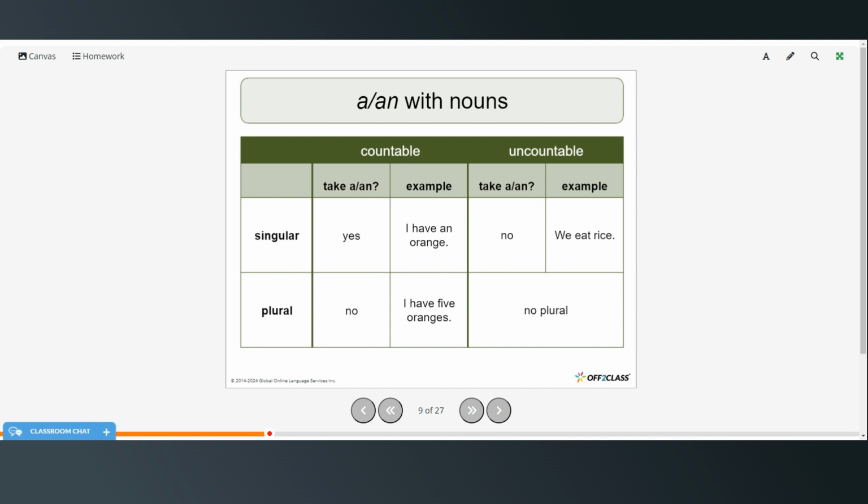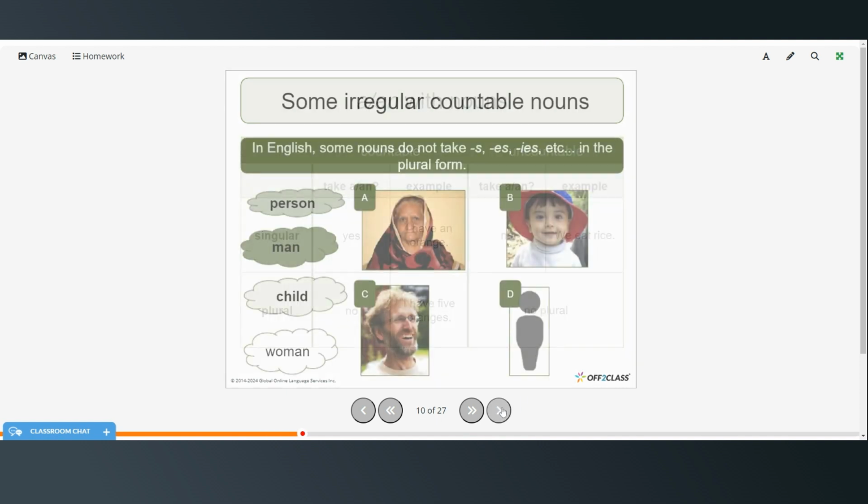Now, uncountable nouns, we don't use a or an because you can't count them. You can't say 1 rice, it's just we eat rice. And there is no plural form, again, because it's uncountable. You don't count 1 grain of rice or each grain of rice individually. It's just rice, so there is no plural.